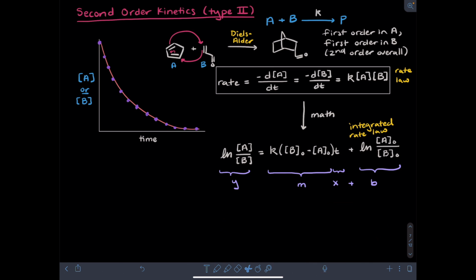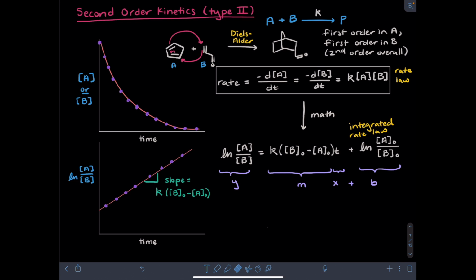But this complicated rate law does have the form y equals mx plus b, so it can be fitted to a line. For this type of second-order kinetics, you would plot the natural log of the concentration of A divided by the concentration of B with respect to time, and if your reaction is first order in A and first order in B, this could be fit to a line.